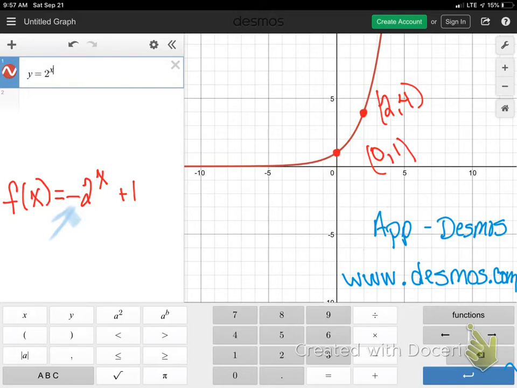So the negative, if you remember, is going to be a reflection, and this is going to reflect across the x-axis. And the plus 1 is our up and down movement. So it's going to be moving one way, up or down, depending on the positive or the negative part of it. So the first thing I want us to address is the negative in front of my base that's being raised to the x power.